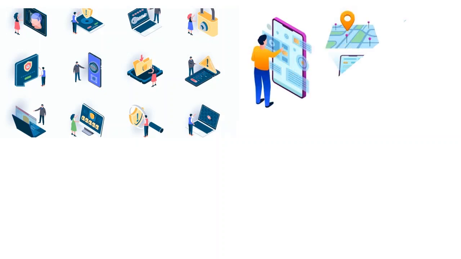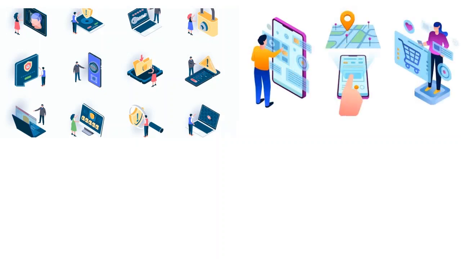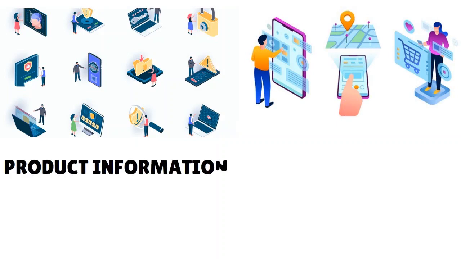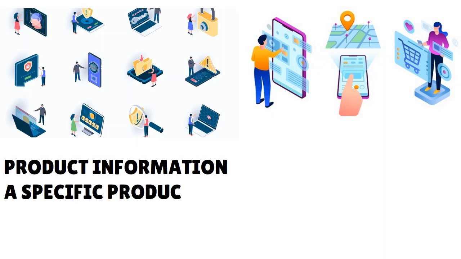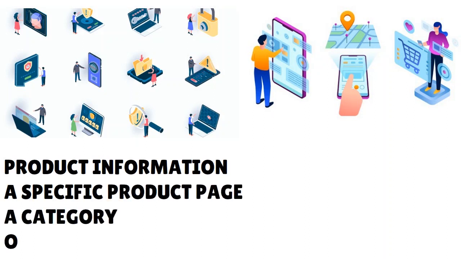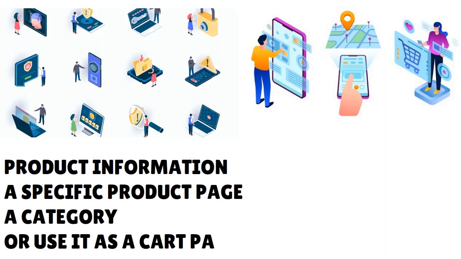And the last tip I want to give you today is that you need to use the quick view feature. BigCommerce themes have a built-in quick view feature that allows your customers to click on any product and instantly see all the product details. So this is really good. What will happen here is that they can then add the item to their cart and proceed to checkout or continue shopping. Okay, and you can also use this feature to go straight to product information, a specific product page, a category, or you can even use it as a cart page. It really depends on what kind of strategy you're trying to run.